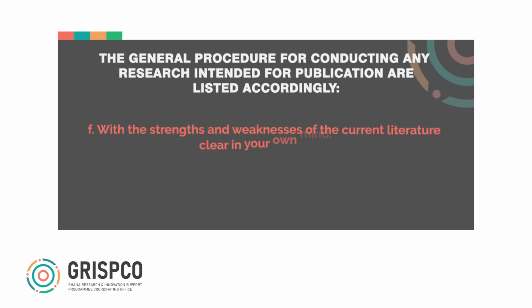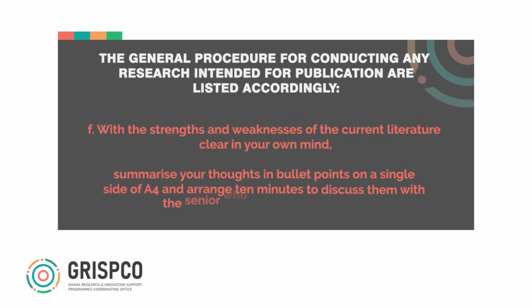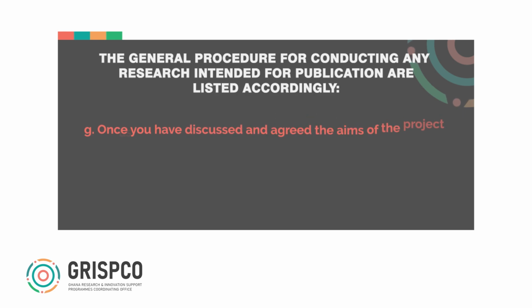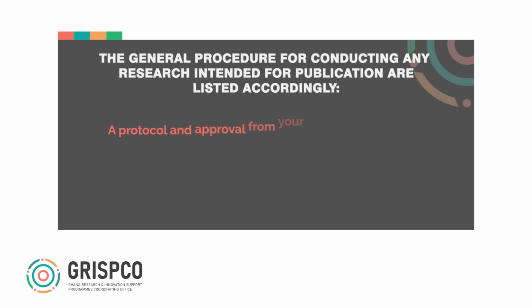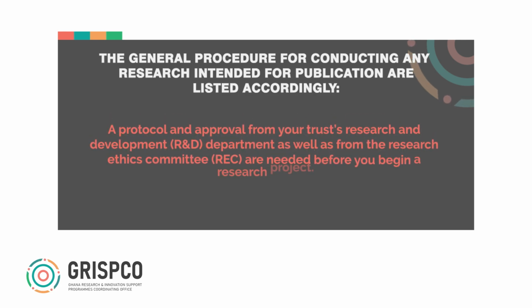With the strengths and weaknesses of the current literature clear in your mind, summarize your thoughts in bullet points on a single side of an A4 sheet and arrange some minutes to discuss them with the senior who suggested the topic. Once you have discussed and agreed the aims of the project as well as how they can be achieved, you can then go ahead and write a protocol. Approval from the Trust Research and Development, that's the R&D department, as well as from the Research Ethics Committee, the REC, is needed before you begin a research project.